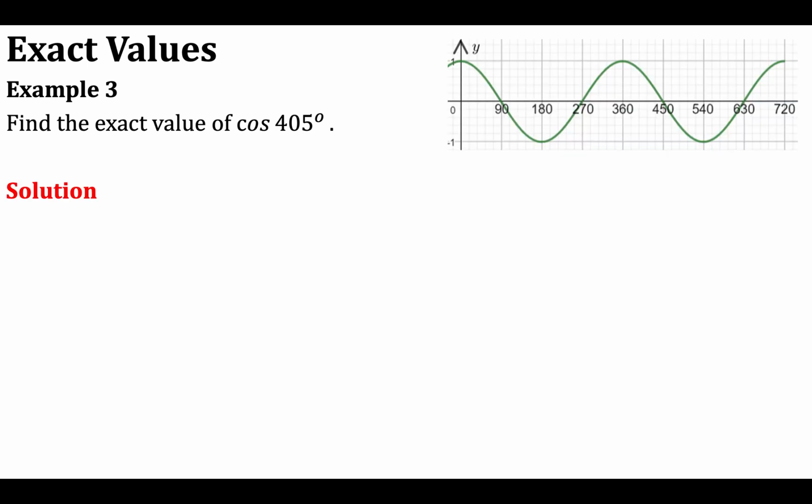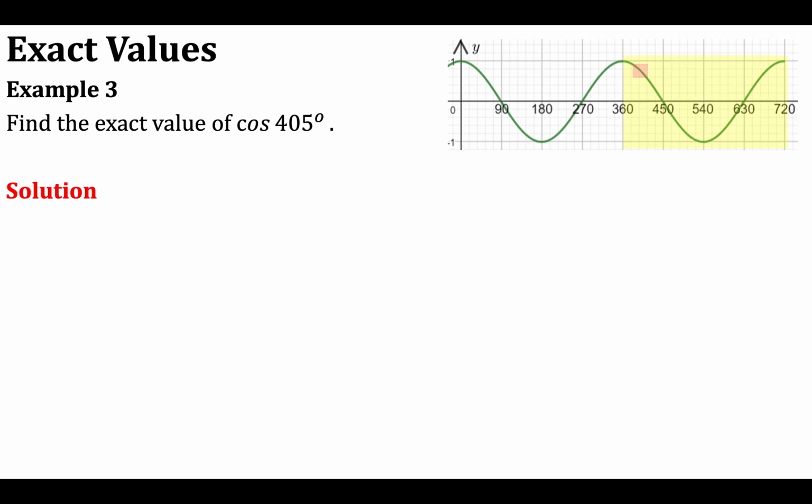Okay, and one last example. Example 3, we want to find the exact value of cos 405. Now I did mention similar examples to this in the last video for exact values, just to do with the cycle of the graph repeating itself. So let's have a look here. Here is the cos graph. I've put this up between 0 and 720, so you can see there's two cosine waves there, and cos of 405 is here.